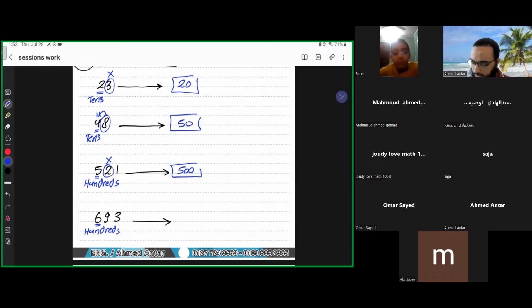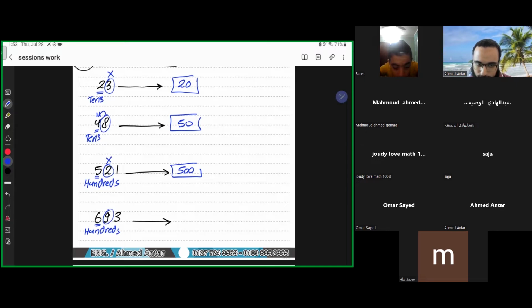The 6. Beside the hundreds, there is what? 9. The 9 is a rich or a poor number? Rich. Strong or weak? Strong. You name it as what? Strong or rich or what? Strong. Rich. Strong. Anything. So it will give the 6 or not?